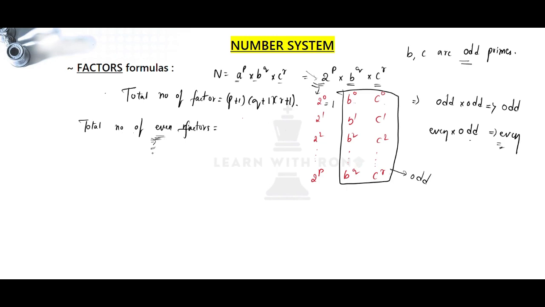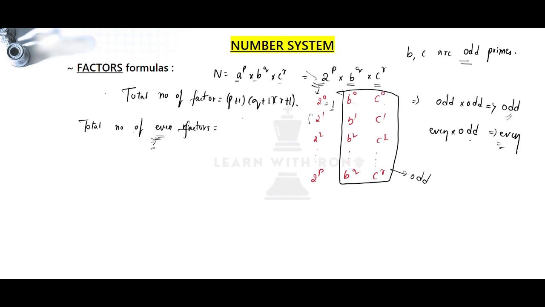Okay. Now I want to find even factors for this number. Here, 2 power 0 is 1, and 1 is an odd number. So if I multiply 1 with any of these numbers, I'll get an odd number. But I want an even number.